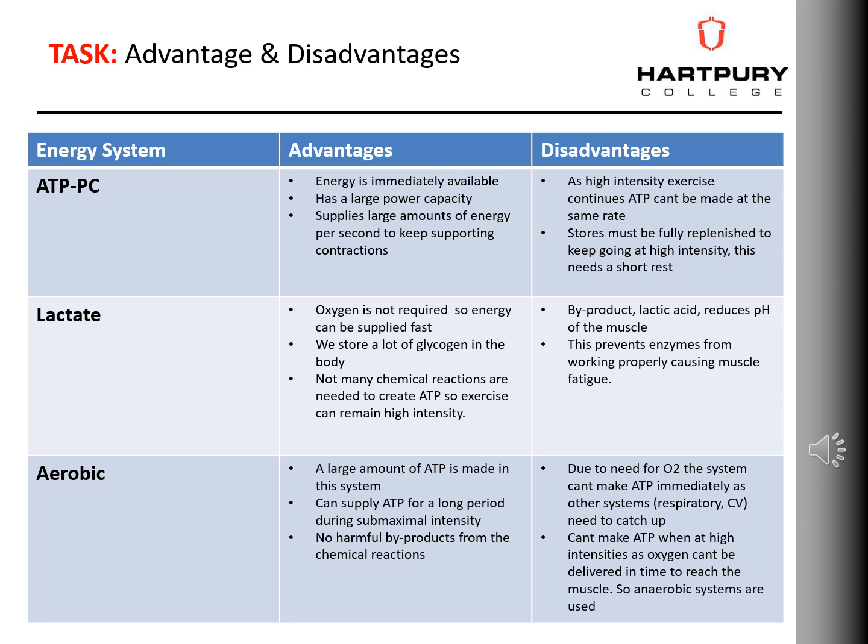The disadvantage is you do need oxygen, so it can't make ATP immediately, and we do need the respiratory and CV system to help this system catch up. We can't make ATP at high intensities because oxygen can't be delivered in the same time to reach the muscle, so the anaerobic systems are used in those shorter durations.